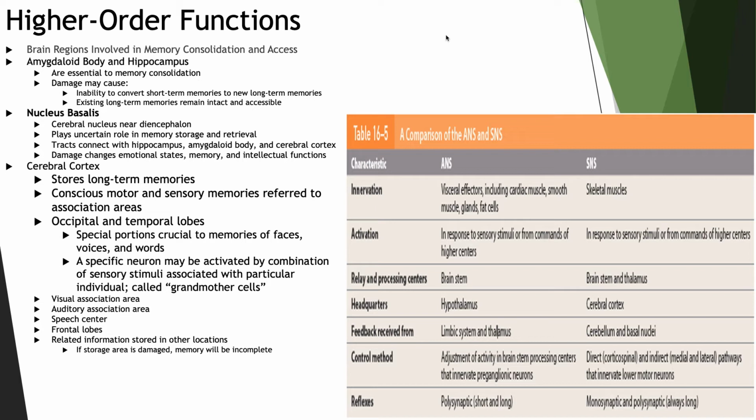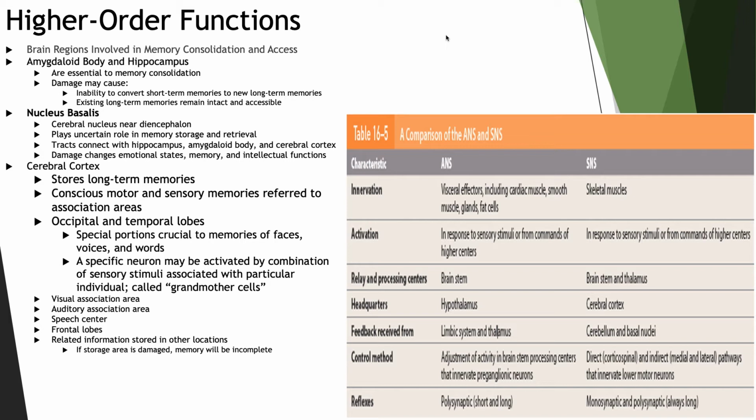For example, in one portion of the temporal lobe, an individual neuron responds to the sound of one word and ignores others. A specific neuron may also be activated by the proper combination of sensory stimuli associated with a particular individual, such as your grandmother. As a result, these neurons are called grandmother cells.